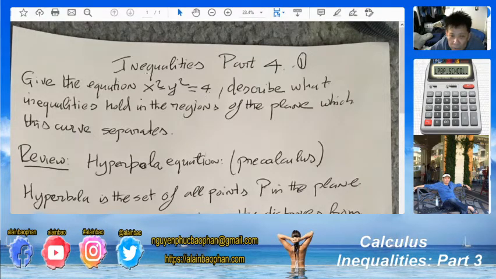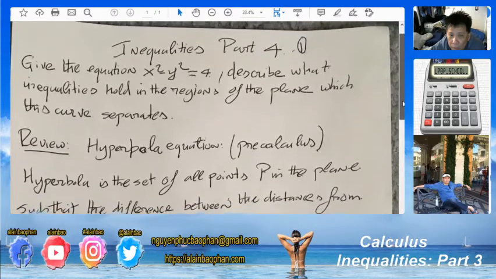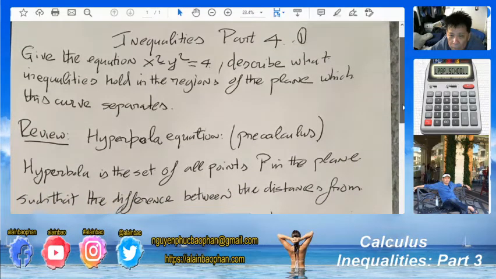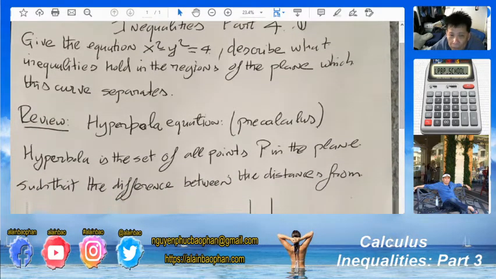In order to graph this, I guess the easy way is just using pre-calculus. This form right here looks very familiar to us from pre-calculus. Okay, so let us review. x squared minus y squared equals 4. That's a hyperbola equation. So what is a hyperbola?